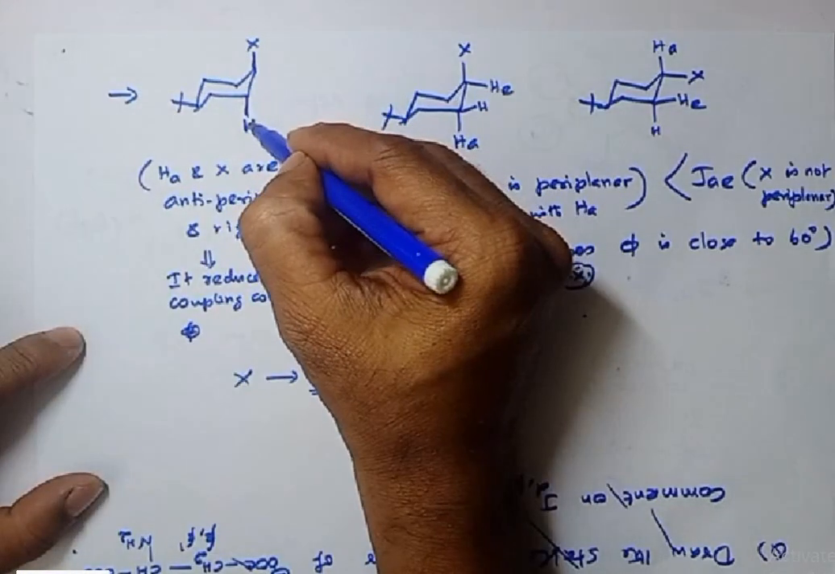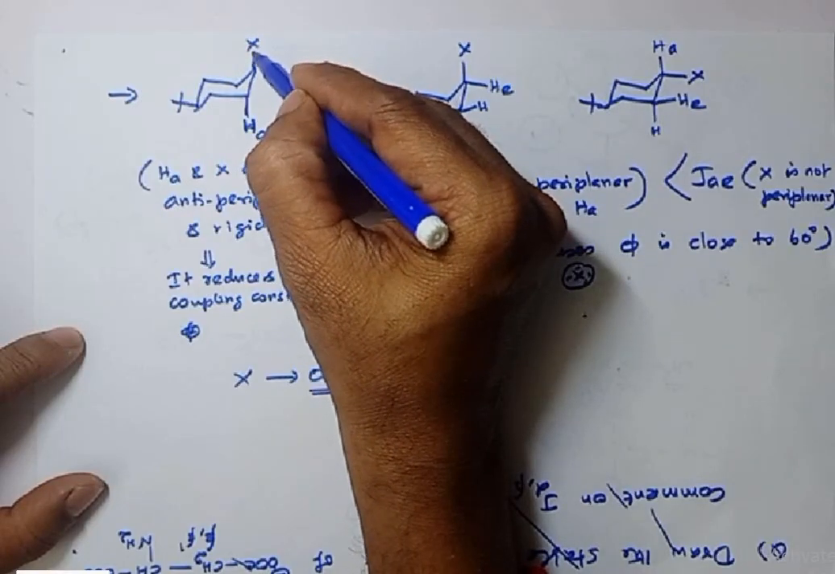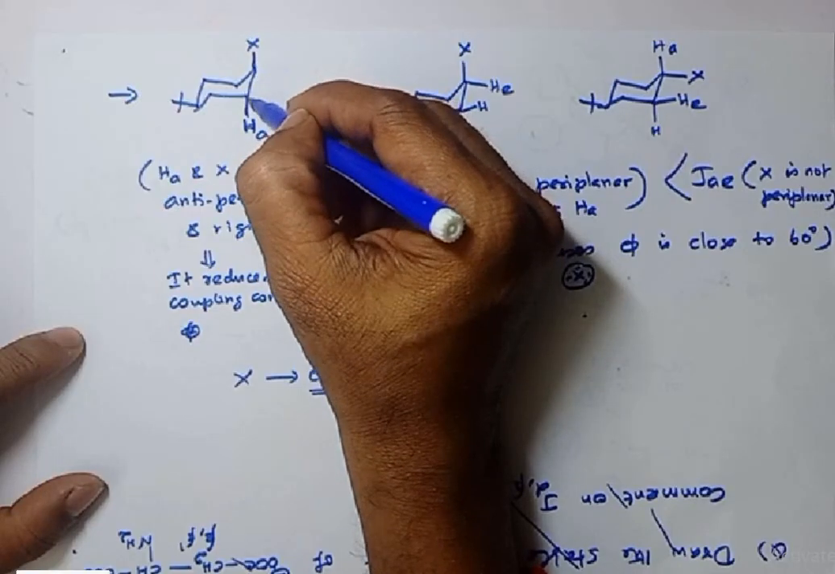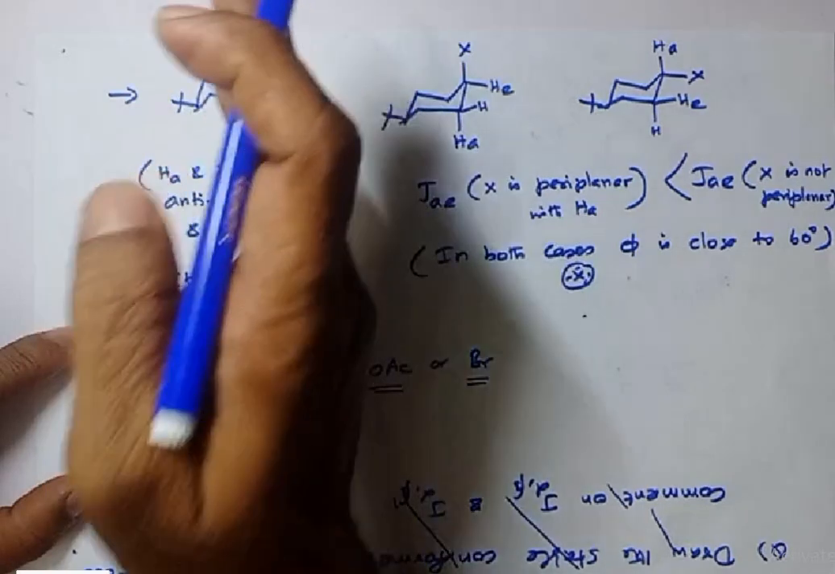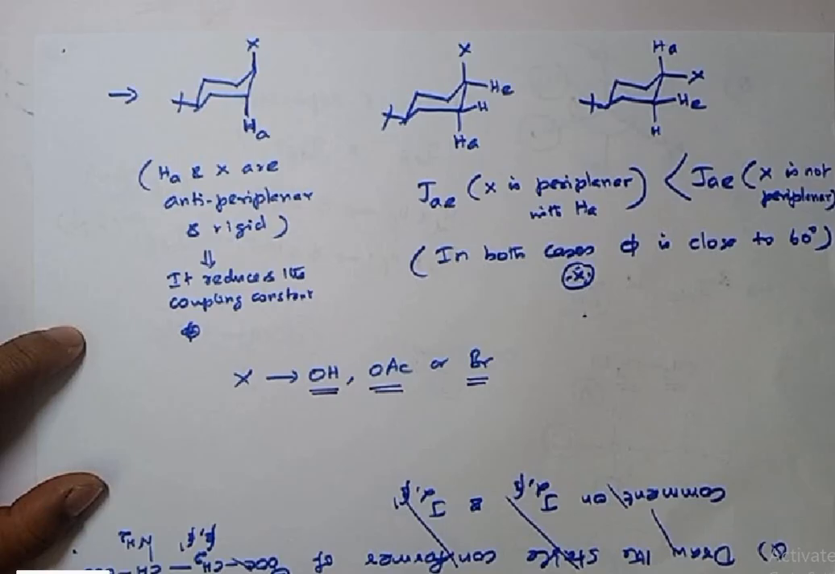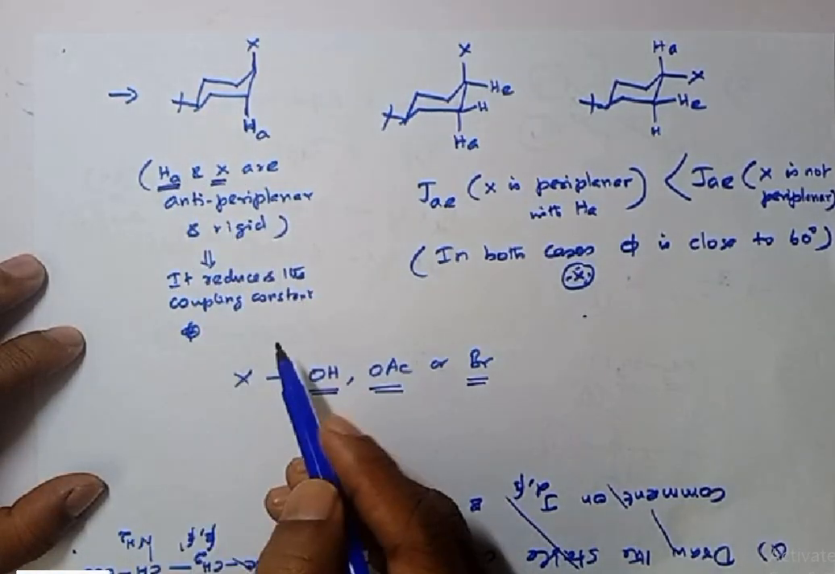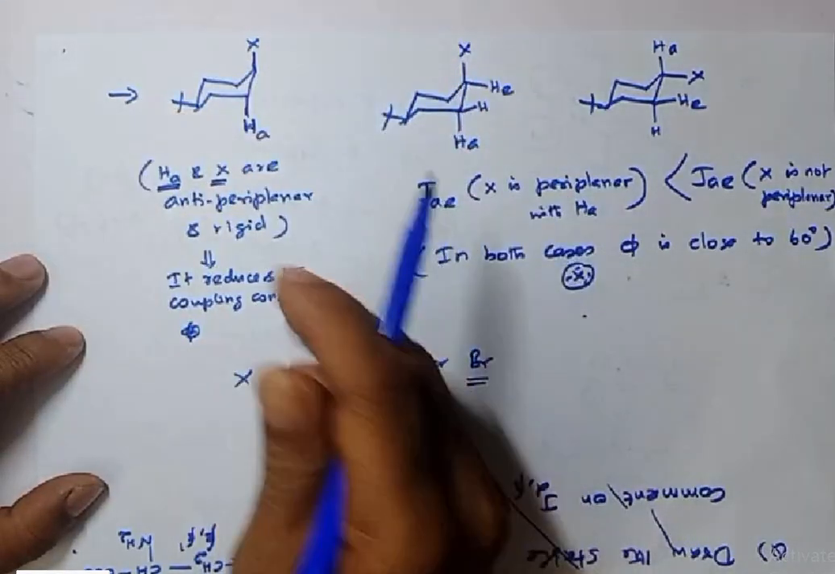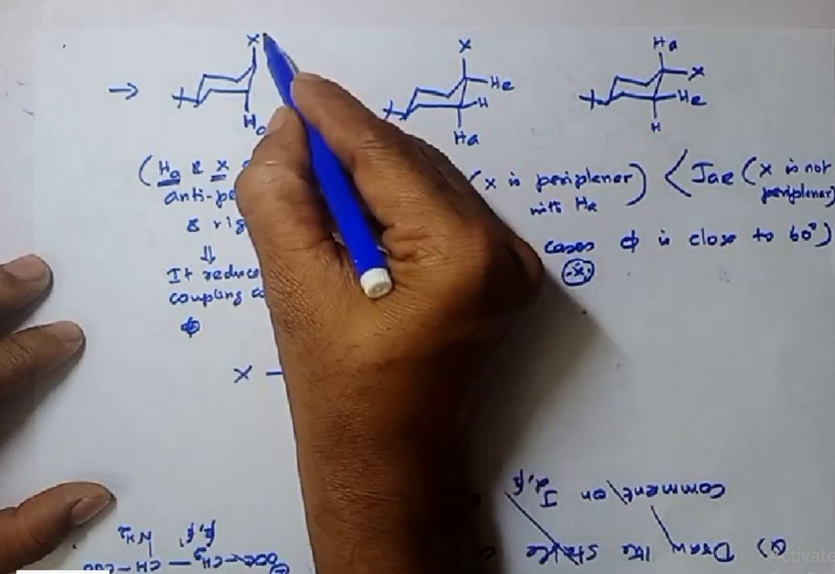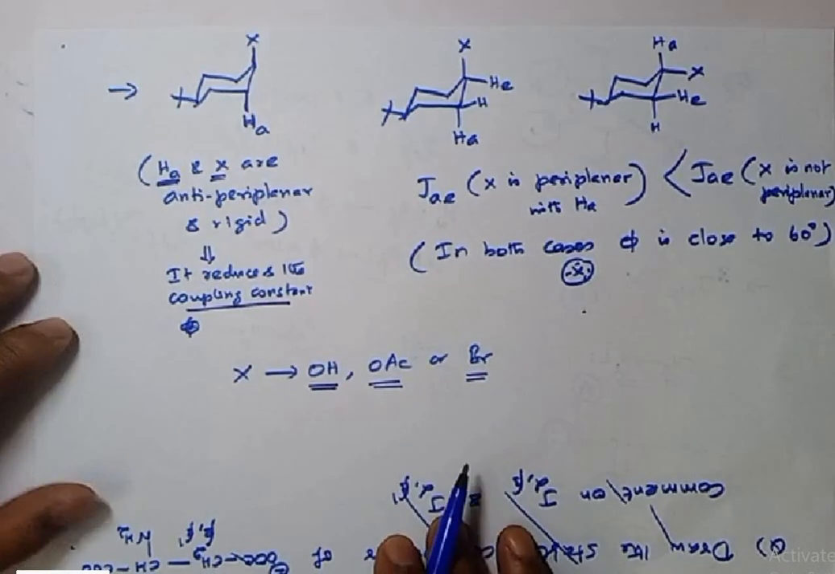So this axial hydrogen and this axial X group are both diaxial and present on adjacent carbons, so they must be anti-periplanar. They are anti-opposite, so they are anti-periplanar. When the axial hydrogen and the X are anti-periplanar and the system is also rigid, flipping is difficult. In this case, this X group, the electronegative group, reduces the coupling constant.